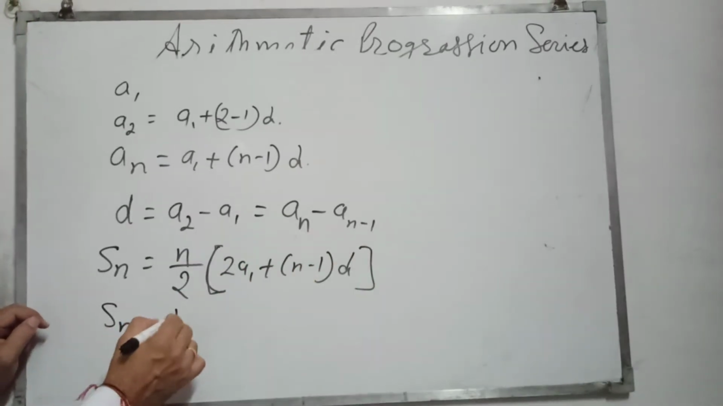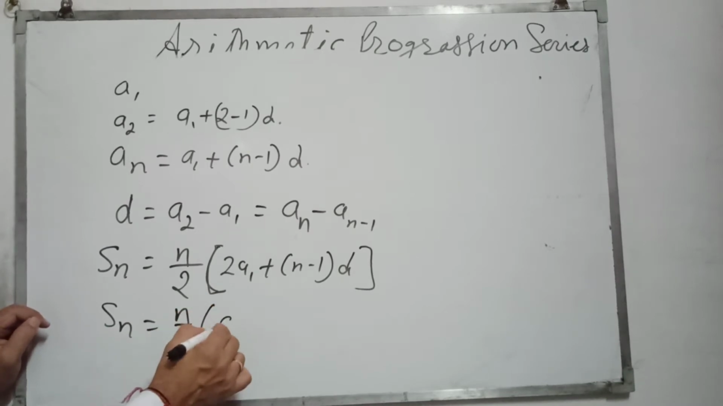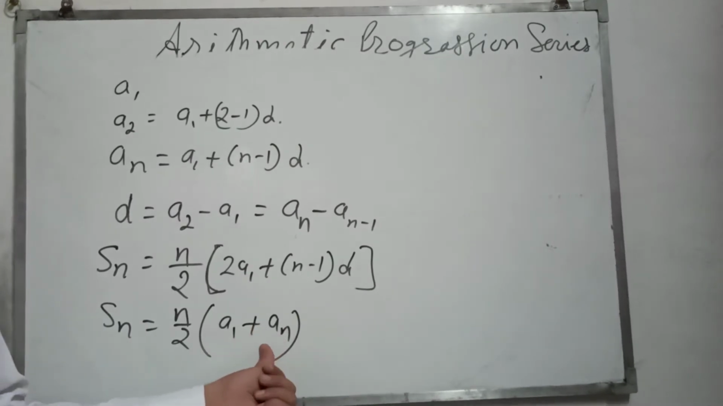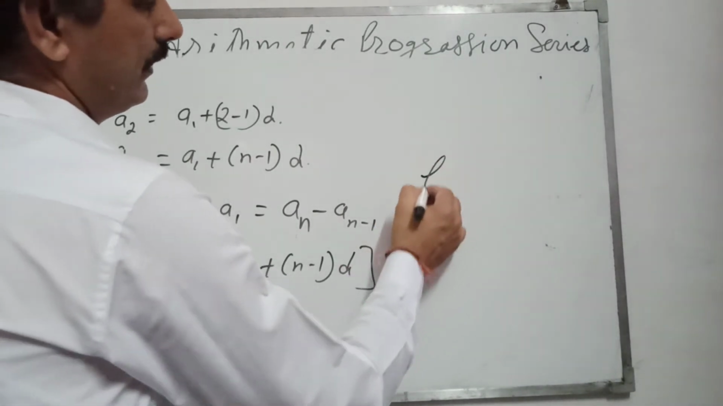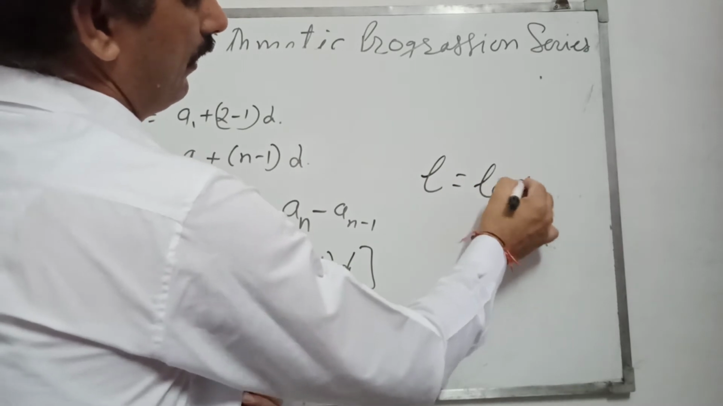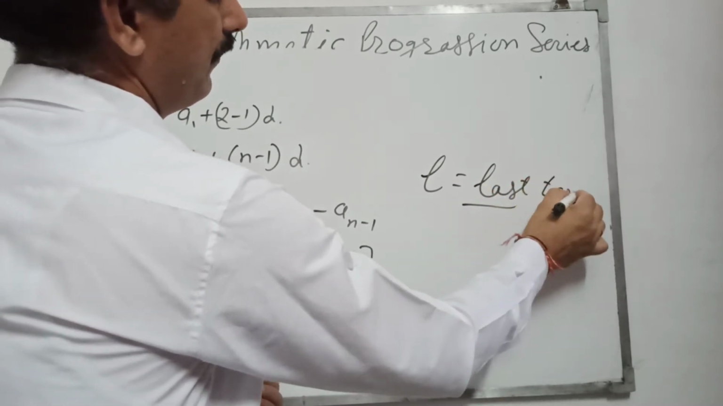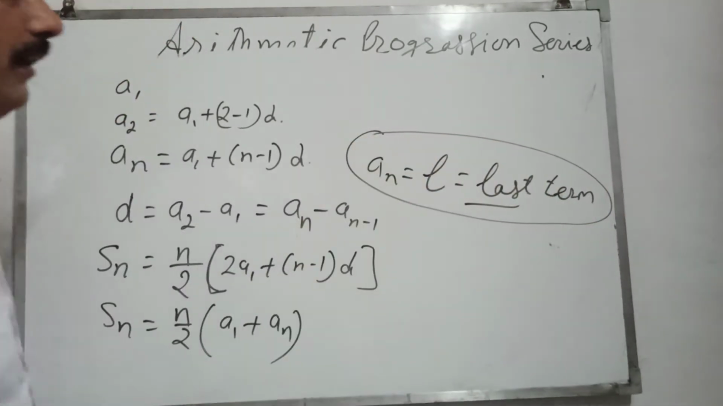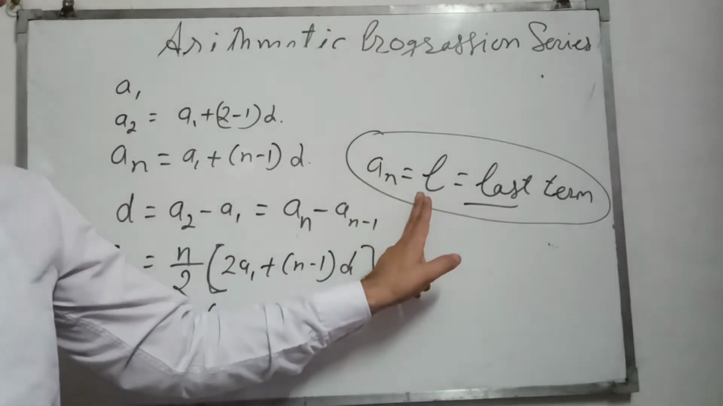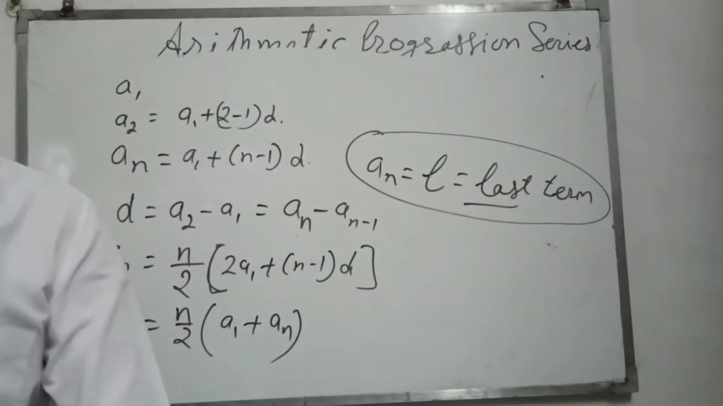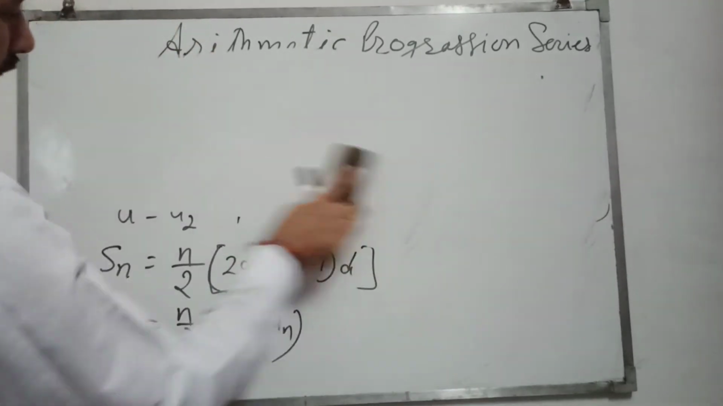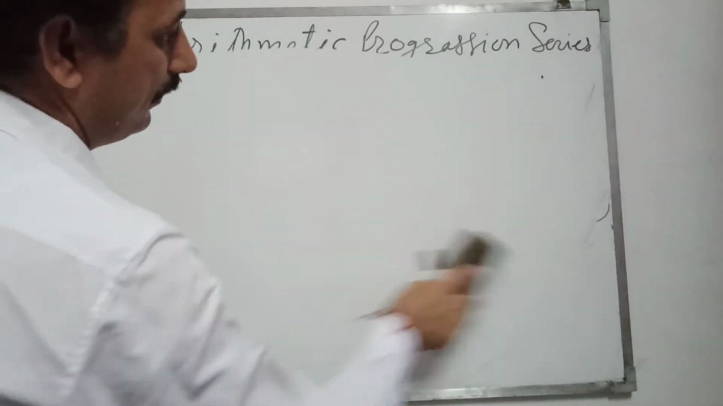Also we can use the formula n upon 2 into a1 plus an. In the sum book, the last term is denoted by an or also by L. Both have the same meaning, the last term an, which is also written as L. Now we can use these formulas to solve the questions.